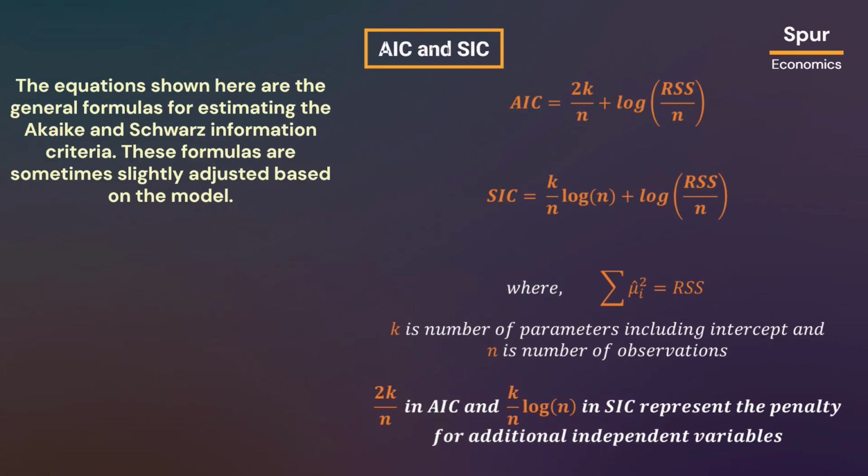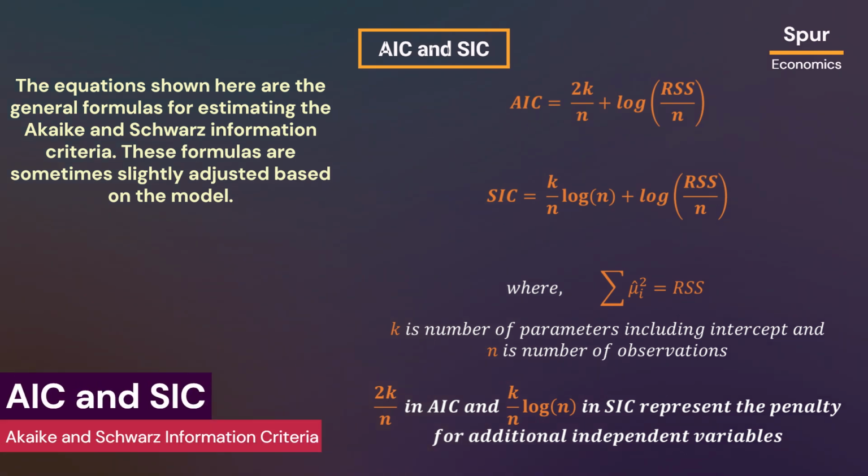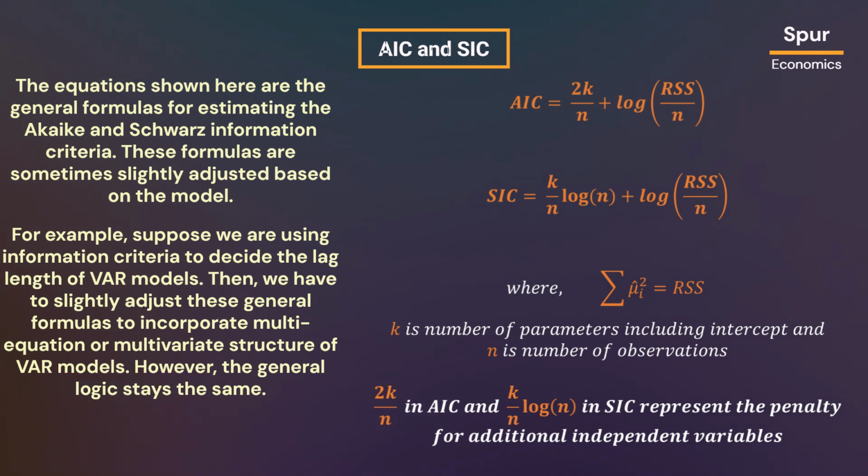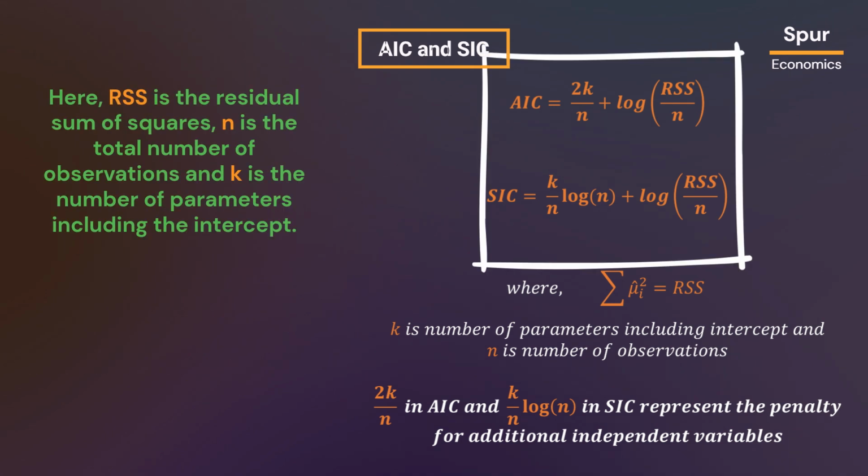The equations shown here are the general formulas for estimating the Akaike and Schwarz information criteria. These formulas are sometimes slightly adjusted based on the model. For example, suppose we are using information criteria to decide lag length of VAR models. Then, we have to slightly adjust these general formulas to incorporate multi-equation or multivariate structure of VAR models. However, the general logic stays the same. Here, RSS is the residual sum of squares, n is the total number of observations, and k is the number of parameters including the intercept.